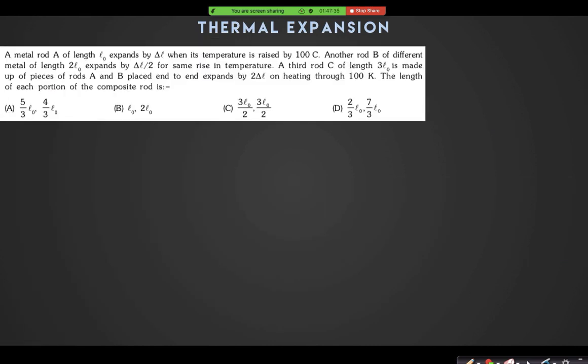First, do this question. A metal rod A of length L naught expands by delta L when its temperature is raised by 100 degrees Celsius. Another rod B of a different metal, of length 2L naught, expands by delta L by 2 for the same temperature rise. A third rod C of length 3L naught is made with A and B, and it expands by 2 delta L on heating by 100 degrees Celsius, or 100 Kelvin, which is the same thing. The length of each portion of the composite rod is? Okay, sir. So please wait.